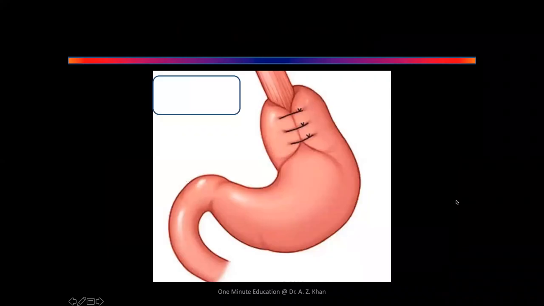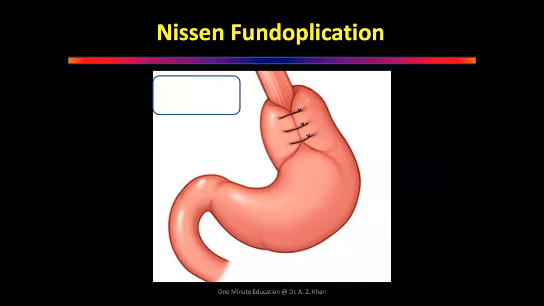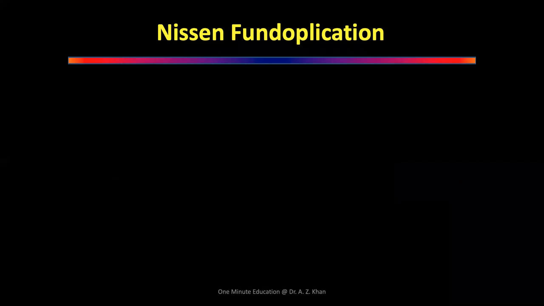Okay, all right, what is this? Tell me the name of the operation and tell me where you do it. Yes, sir. Okay, so this is Nissen's fundoplication. For one extra mark, what is a two-third wrap called? Yes, sir. Okay. All right.